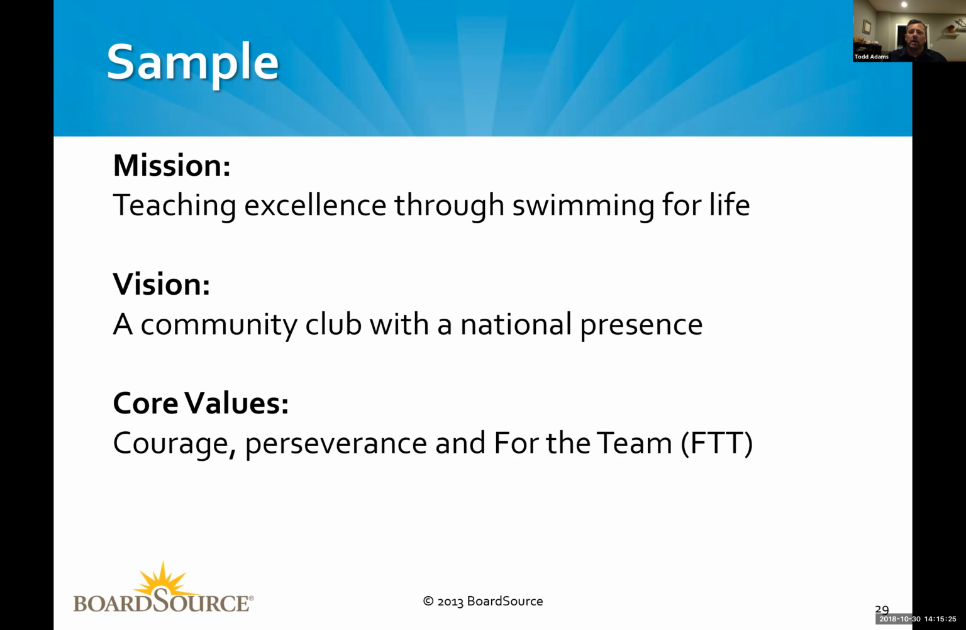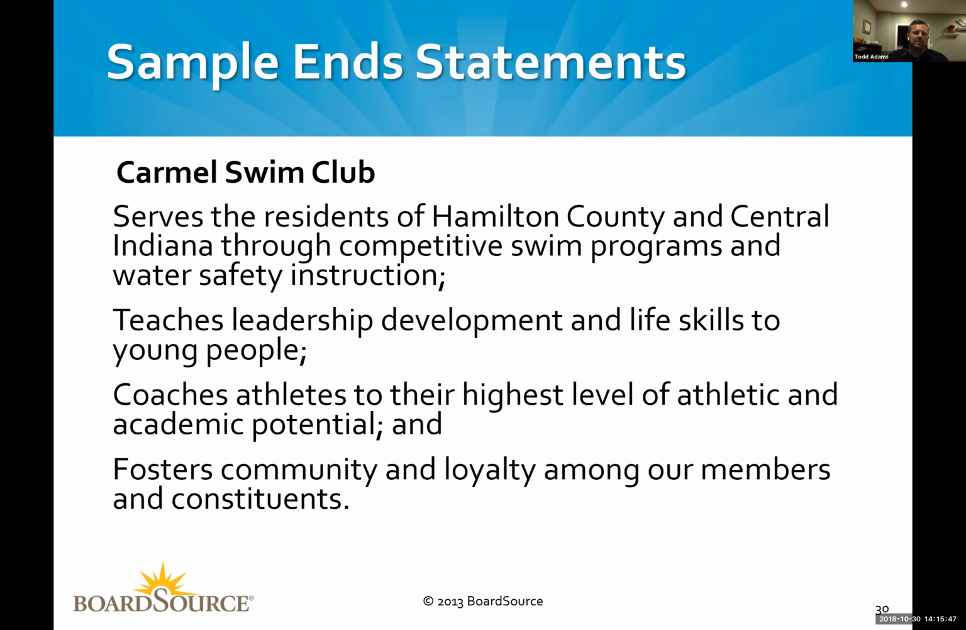Our vision is that we would be a community club. So we serve a very specific small community. We're not all over central Indiana or all over the state of Indiana, but we would also have a national presence. We would expect to compete at the highest levels, and that our kids would learn the core values, or the organization would be known by the core values of courage, perseverance, and for the team. And then you can read these on the handouts. They get a little more specific, but again, these are end statements that are examples from a more mature organization. Who do we serve? How are we going to do it? What are the outcomes? And how do we relate to our members? And this then is what our staff was able to build a strategic plan upon.